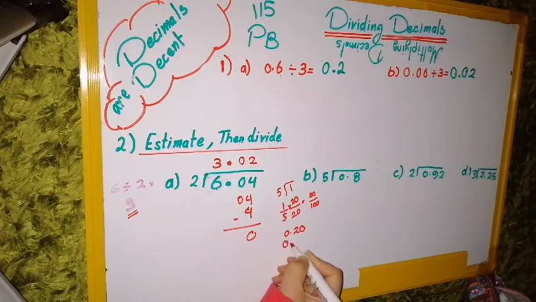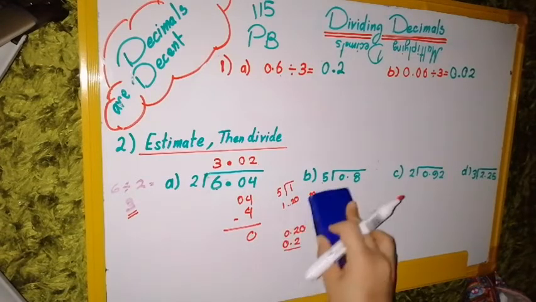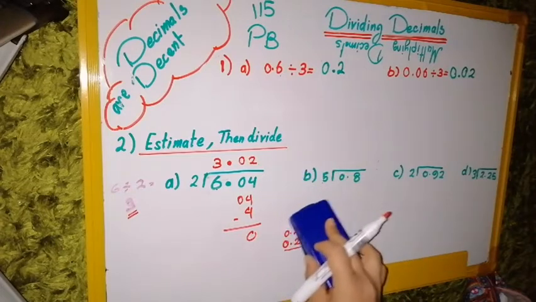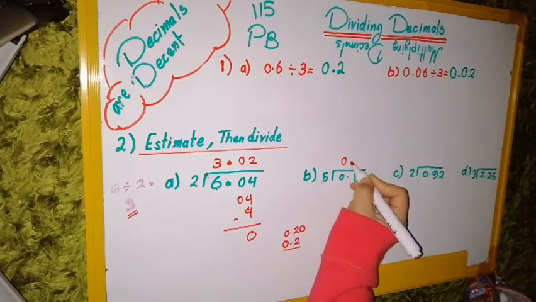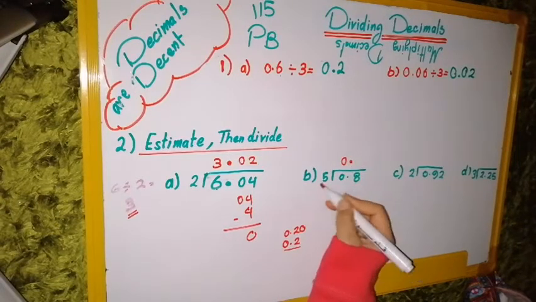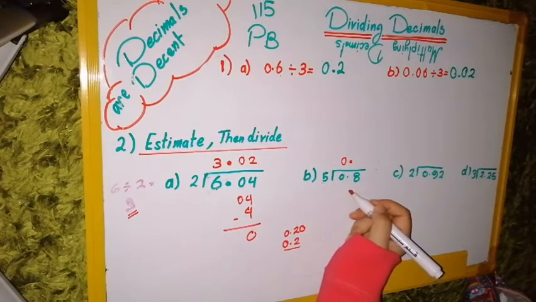0.20, which equals 0.2. Okay, so this is my estimation here. Now let's see the actual answer. I'm going to erase this just to not get confused with my answer. I'm going to put the 0 and the point. 8 divided by 5. How can I do this?